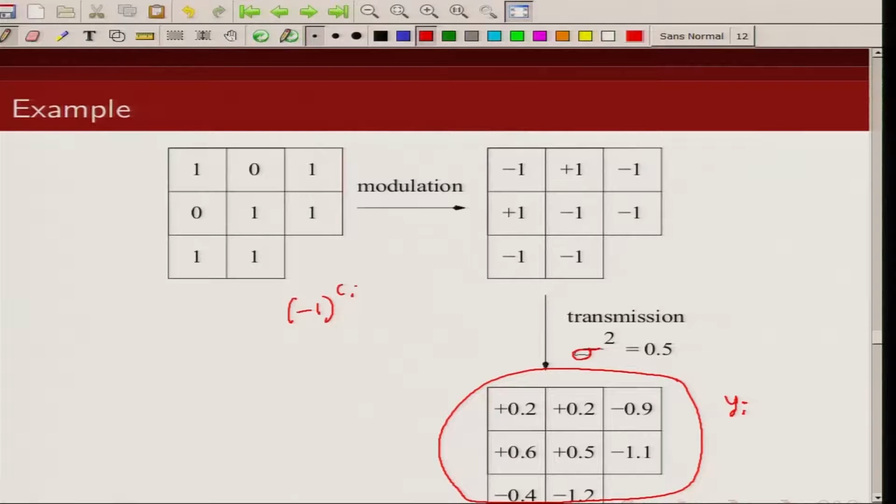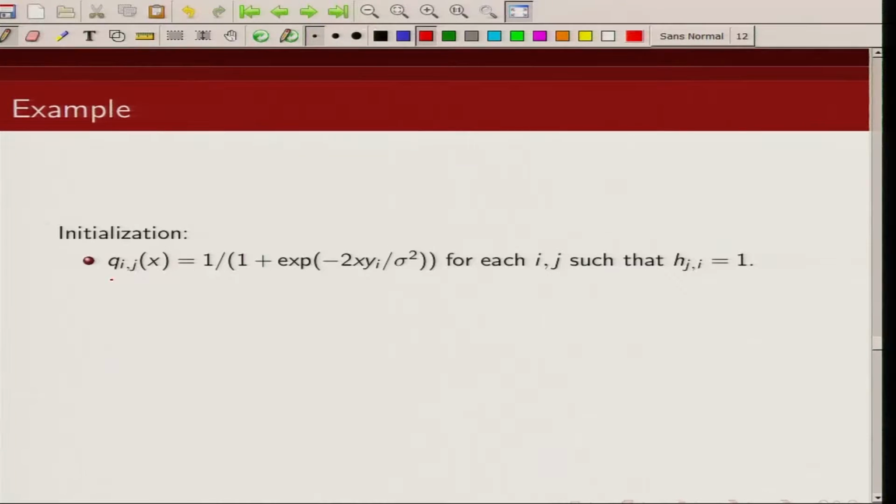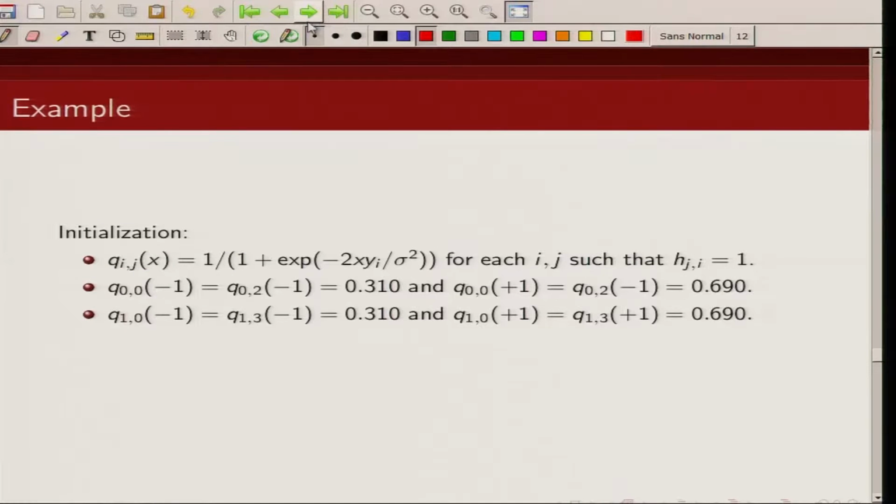Okay. Now, what is the first step? I will take these Yis and compute my initial Pis and Qis. So, I am going to first compute my initial Qis, and that is basically given by this expression. So, I am just stating this. So, I compute these Qis.